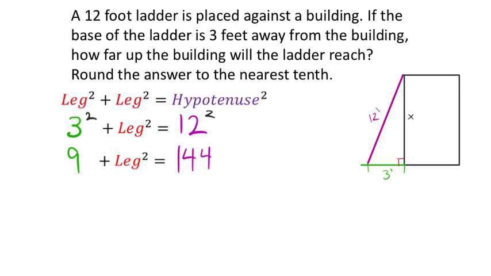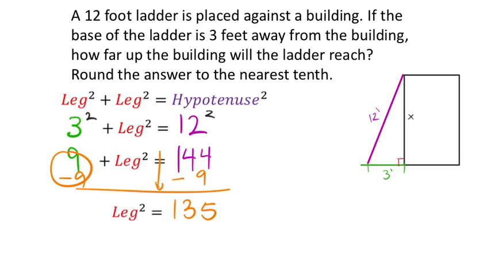Continuing to solve. Let's go and subtract 9 from both sides. That'll be 135 there. Zero that out. Now I've just got a leg squared equals 135. So of course, to get rid of that square, we're going to square root both sides. And this will leave us with the leg. And yeah, we'll just put this in the calculator. Square root 135, enter.